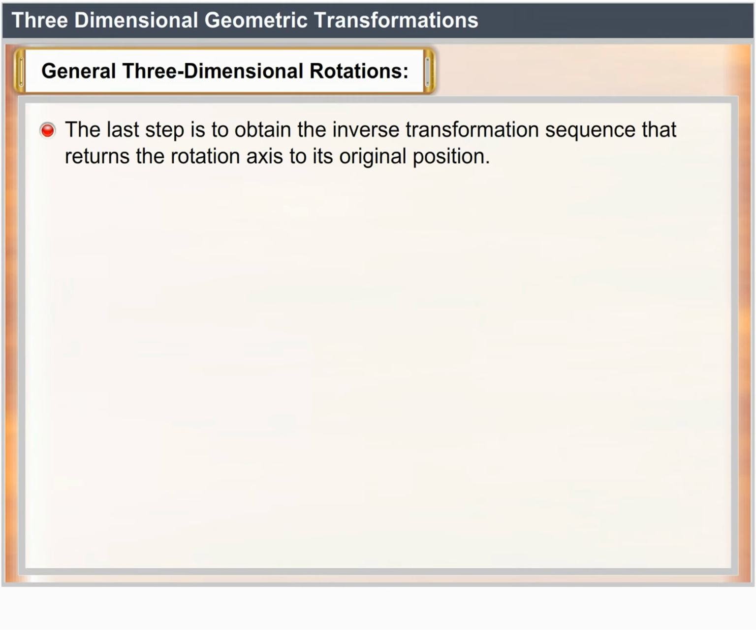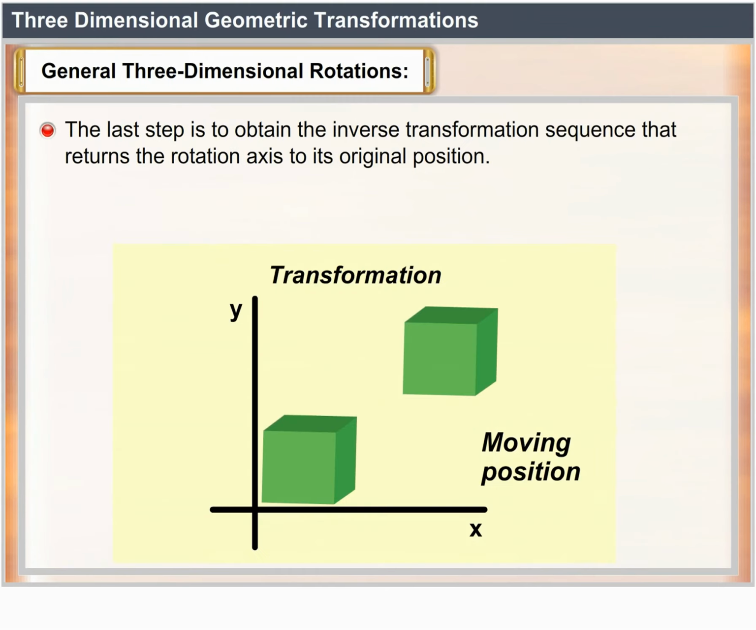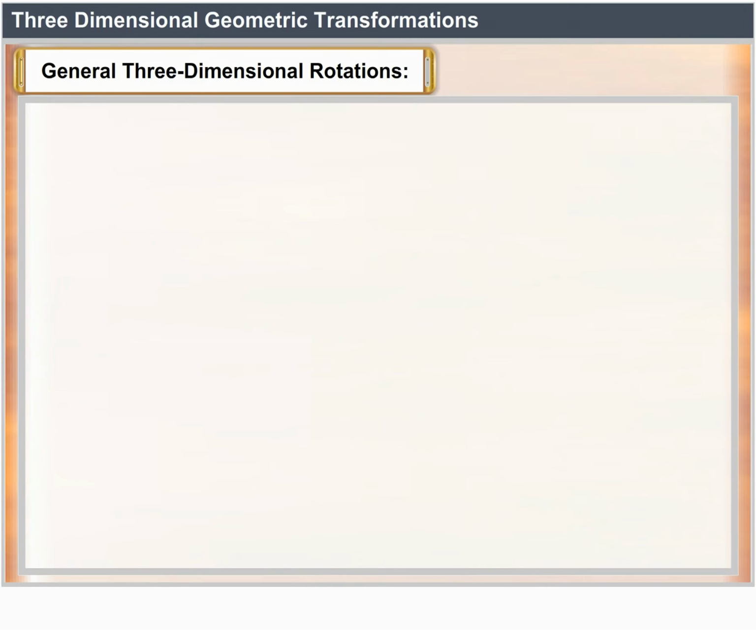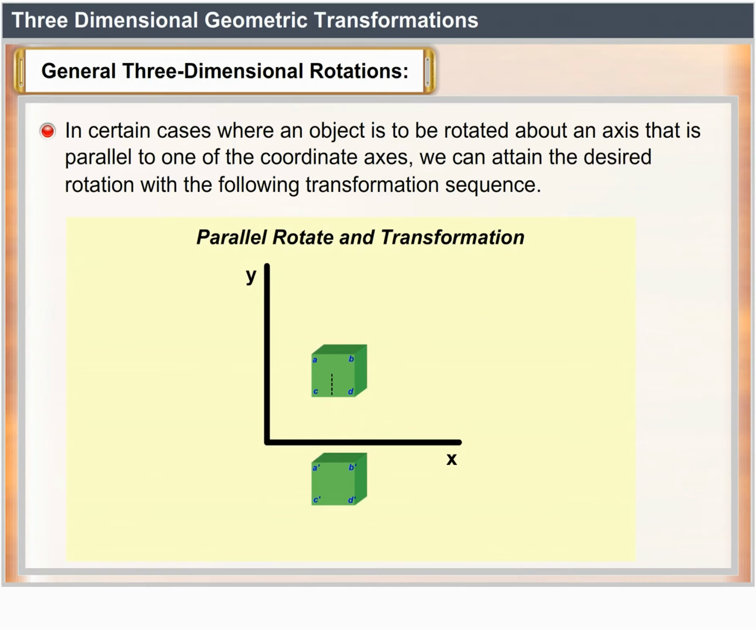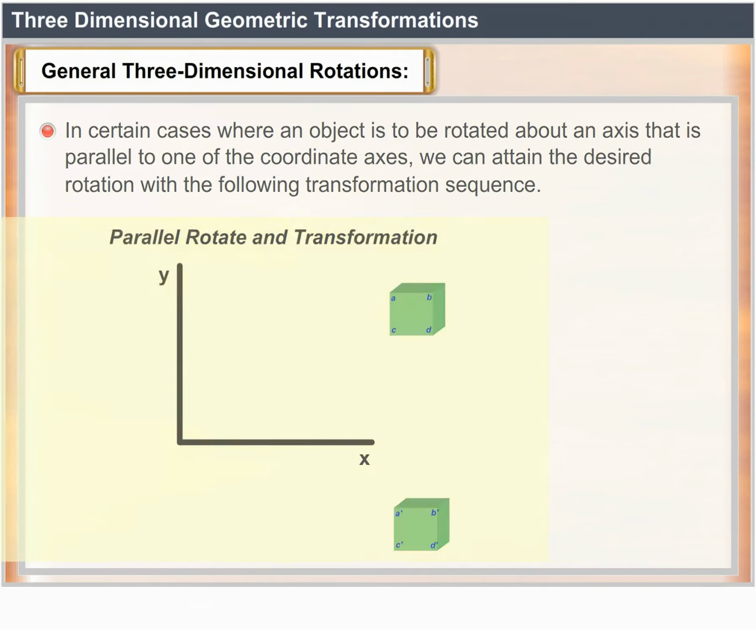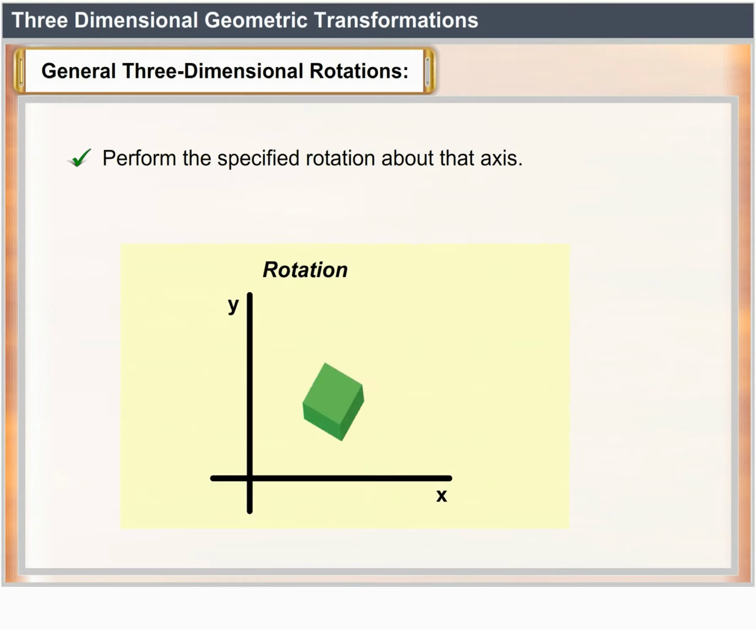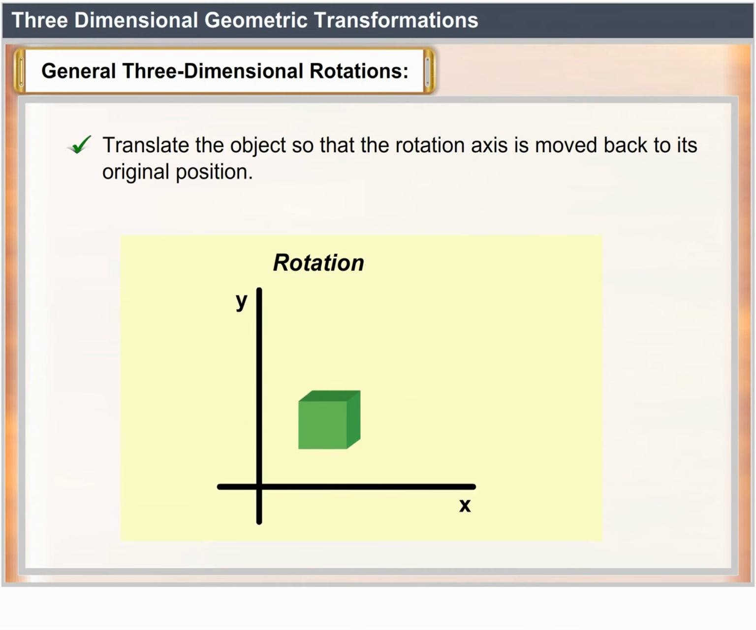In the special case where an object is to be rotated about an axis that is parallel to one of the coordinate axes, we can attain the desired rotation with the following transformation sequence. Translate the object so that the rotation axis coincides with the parallel coordinate axis. Perform the specified rotation about that axis. Translate the object so that the rotation axis is moved back to its original position. The steps in this sequence are illustrated in the figure.